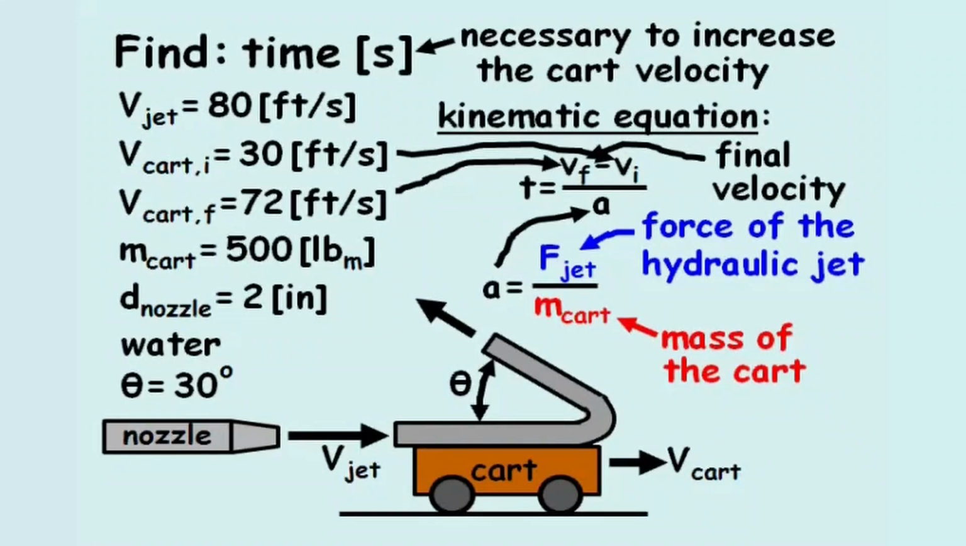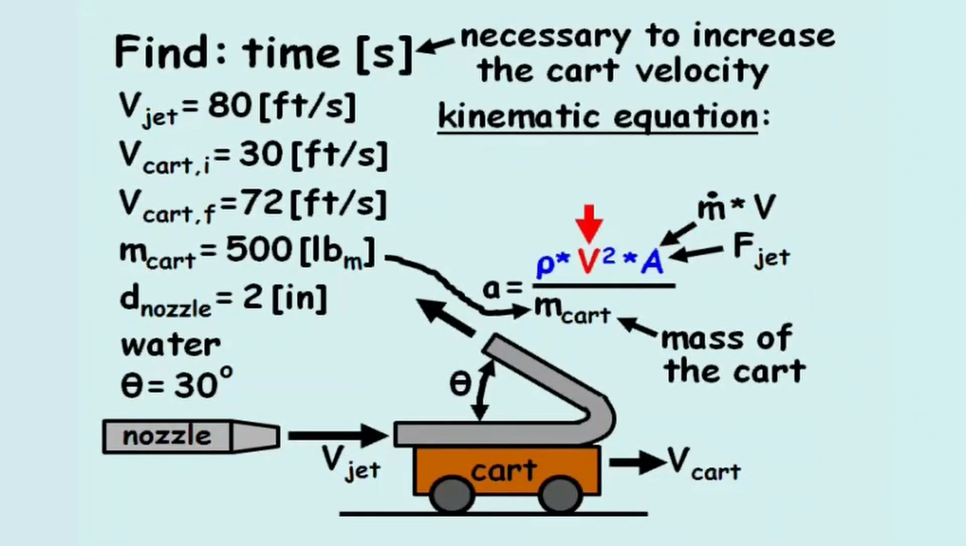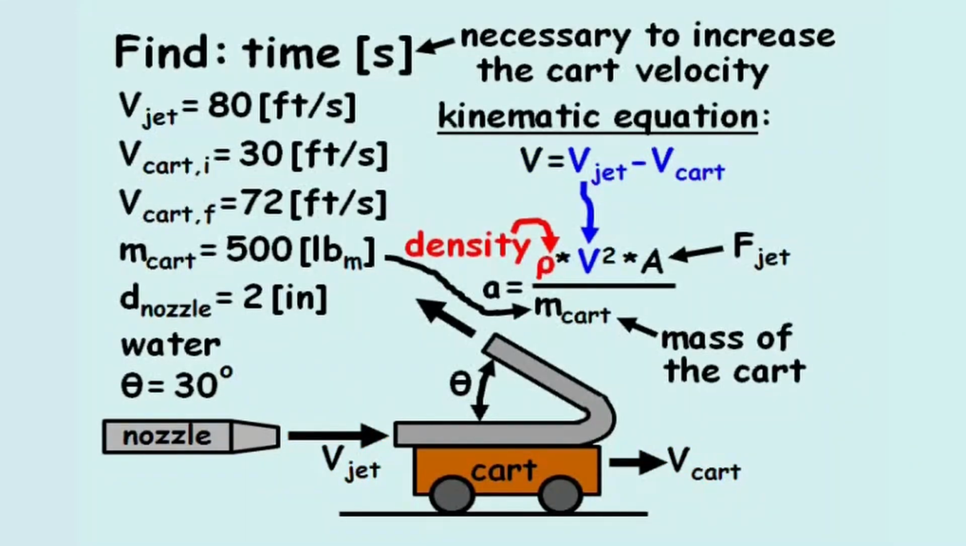From the problem statement, we know the mass of the cart equals 500 pounds. The force of the hydraulic jet equals rho v squared A. This force is occasionally written as m dot v or m dot delta v. In this equation, the term v refers to the difference between the velocities of the hydraulic jet and the velocity of the cart. Rho refers to the density of the fluid, and A refers to the area of the hydraulic jet.